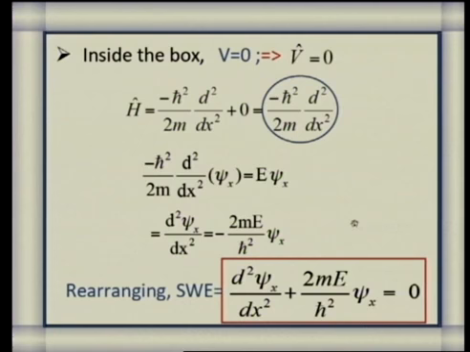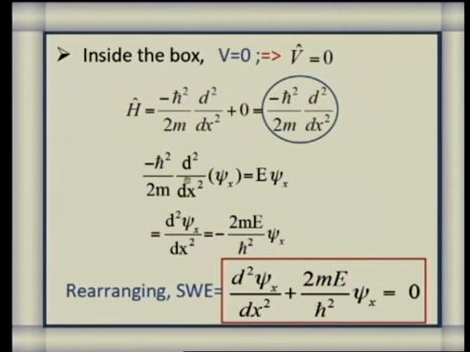Now as regards the potential energy, inside the box we have taken the potential energy V to be 0. So the operator will be 0 there. So the Hamiltonian now becomes minus h cross squared by 2m d2 by dx squared plus 0. That is the kinetic energy part, and this is the potential energy part. Since this is 0, essentially the Hamiltonian is equal to the kinetic energy operator.